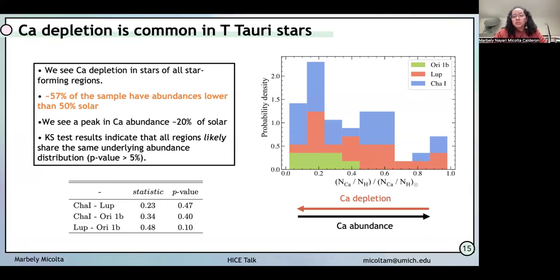It might be that this dust process is not really related to age, but it also might be a consequence of the Orion 1b sample being significantly smaller than the Lupus and Chamaeleon samples, so that will affect how robust the statistical results really are. So that's something we are working on, to expand this whole sample in the future.